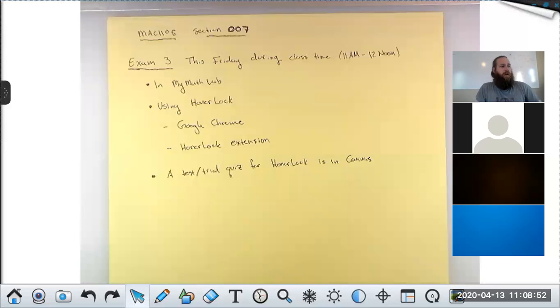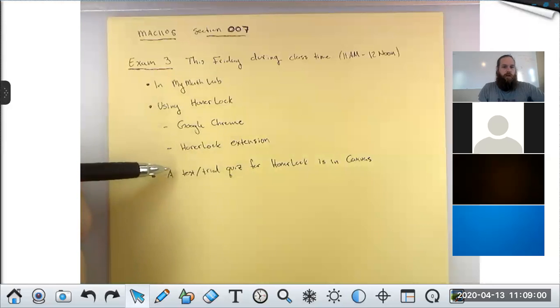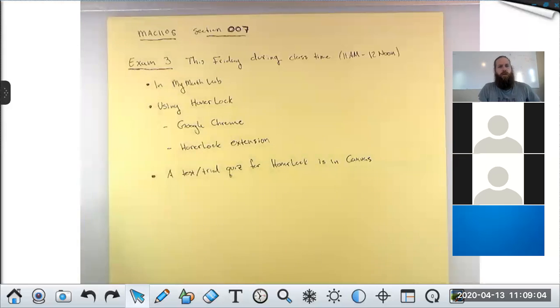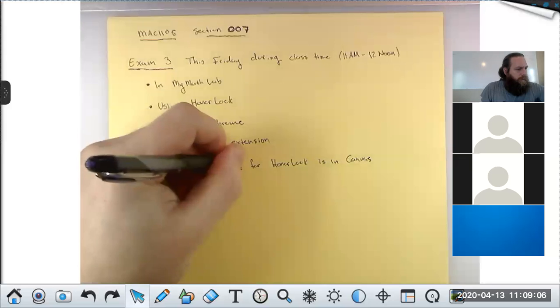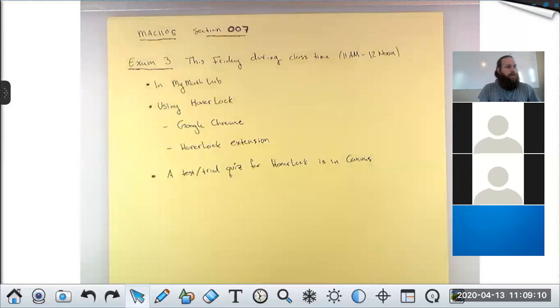So please go ahead and install Chrome if you haven't yet. Install the HonorLock extension. And then once it's published in Canvas, you should get a little email. If not, just check Canvas, look into the quizzes section. Go ahead and attempt this test or trial quiz for HonorLock. That way we won't run into any trouble.